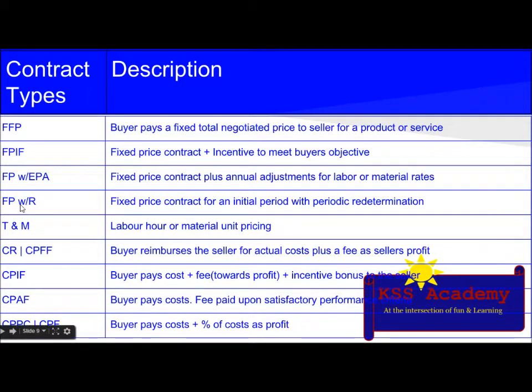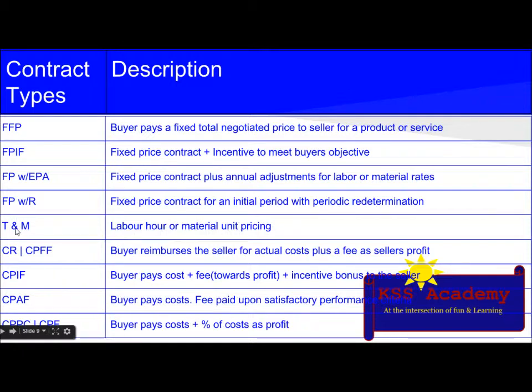The fourth type is FPRD, which means fixed price with redetermination. The description is a fixed price contract for an initial period with periodic redetermination. An example could be a 1 million contract for the first year with half-yearly redetermination. It is useful when initial pricing can be established. A basis to redetermine the contract price must be established for this one, and it may be redetermined upwards or downwards.